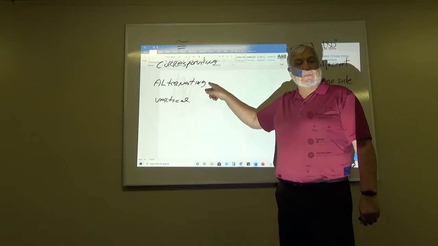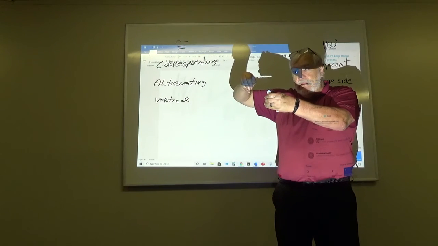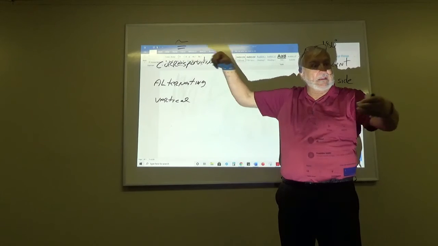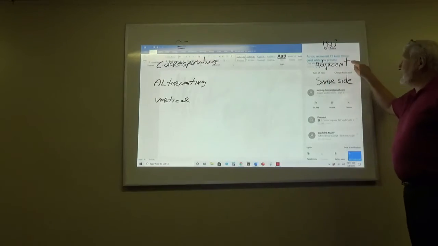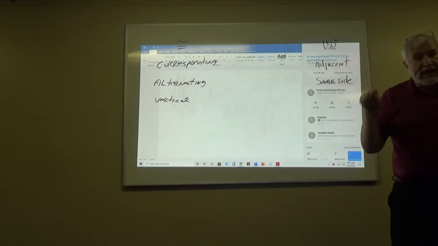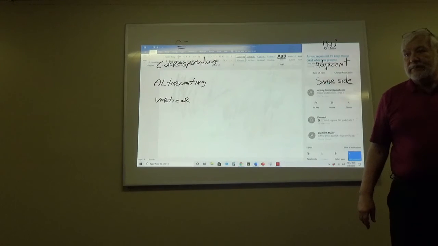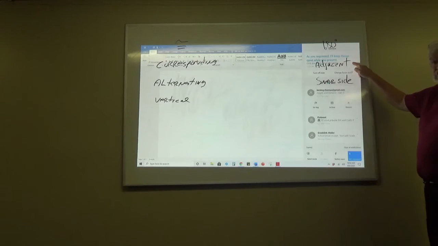And what makes something alternating is that one's on one side of the transversal and one's on the other, and there's alternating interior and alternating exterior. Now, what about adjacent? Where do you find adjacent angles? Adjacent angles are in the same intersection, and they share a line, so they're right next to each other. They're sharing a side. That makes them adjacent. And if you add the two of them up, you have 180. If you have same side interior or same side exterior, they also add up to 180.